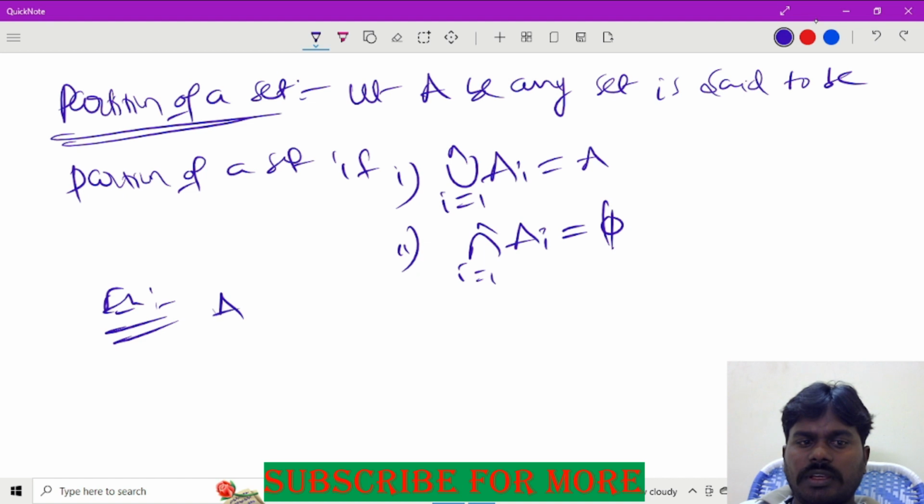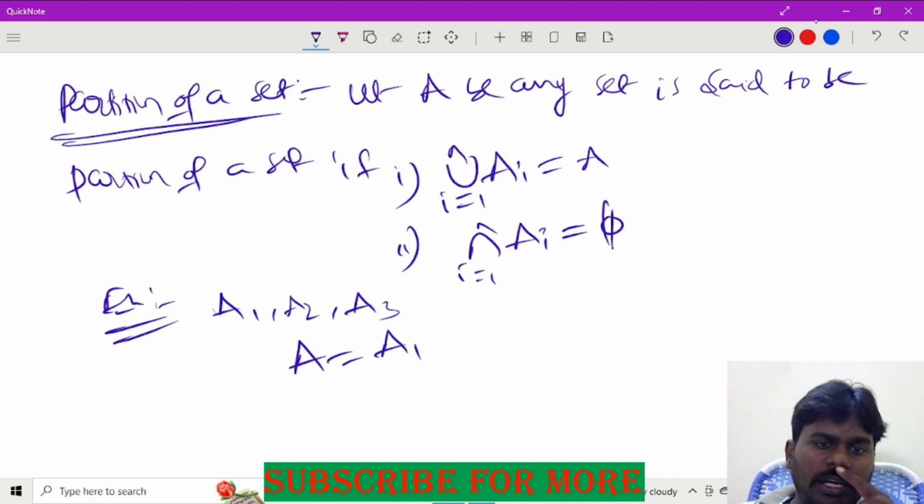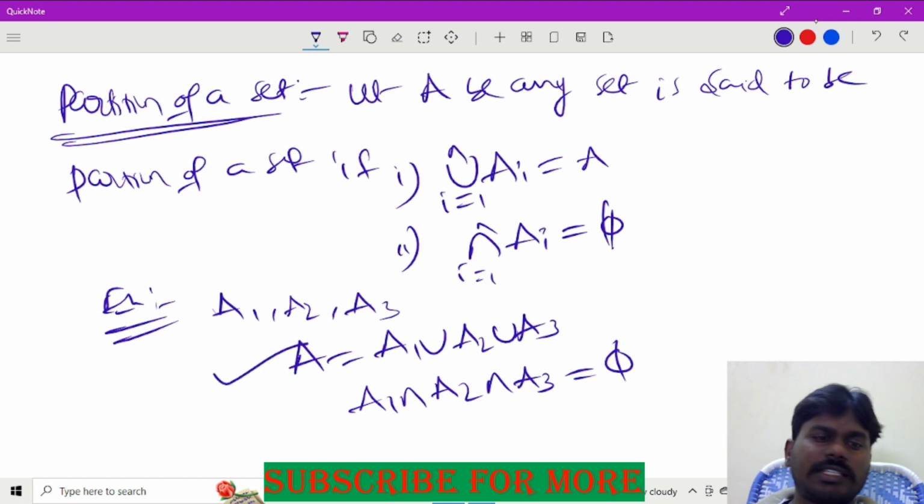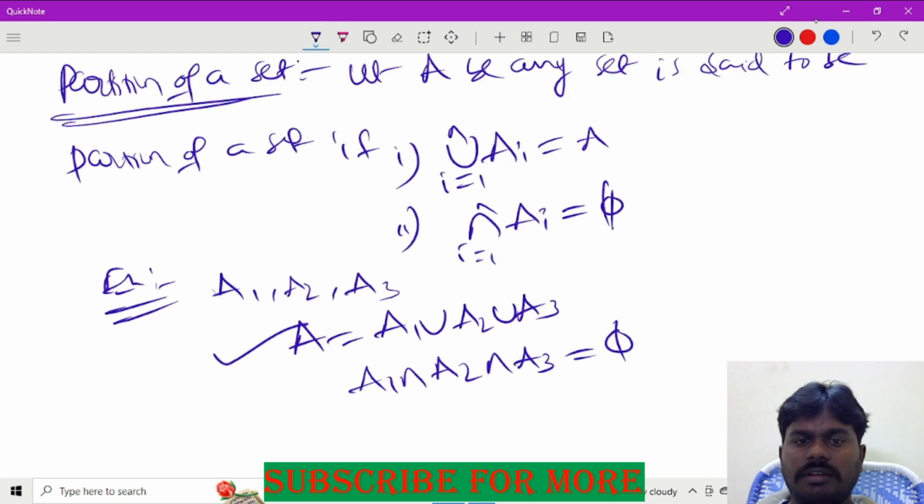Suppose here A1, A2, A3 are three sets. Now if we can form a set A, where A is equal to the union of all the sets, A1 union A2 union A3, and the intersection of A1, A2, A3 is phi, which means these are disjoint, then set A is called the partition of the set. Okay, the same thing we will see with examples.